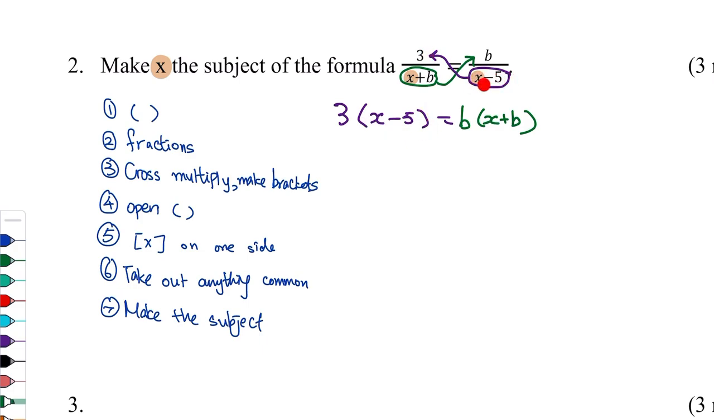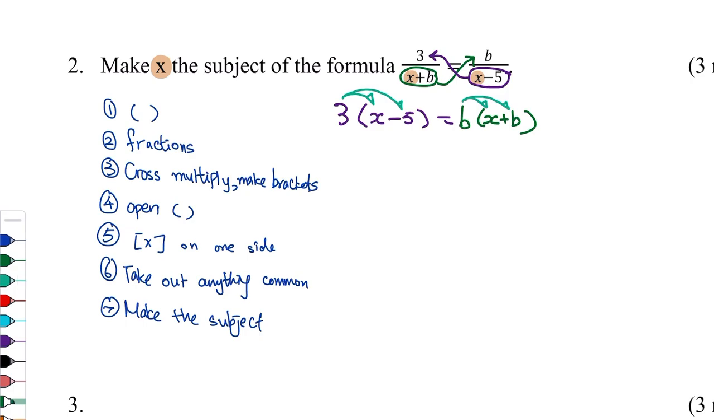The bottom, because it's more than one thing, so you will put a bracket. And then open up the brackets. How do I do that? So this 3 is given to both of them here and also here. This b is also given to both of them. So you do that step.